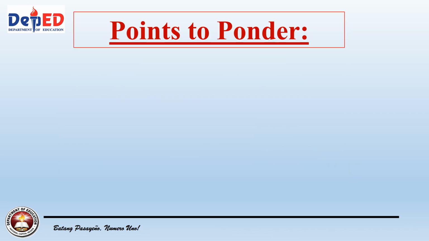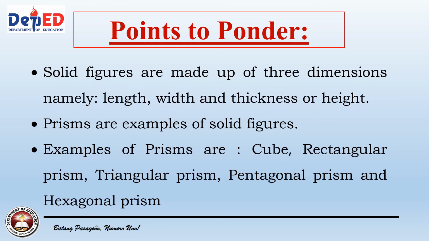Points to ponder. Solid figures are made up of three dimensions, namely length, width, and thickness or height. Prisms are examples of solid figures. Examples of prisms are cube, rectangular prism, triangular prism, pentagonal prism, and hexagonal prism.